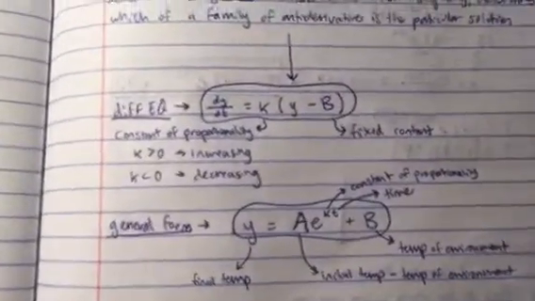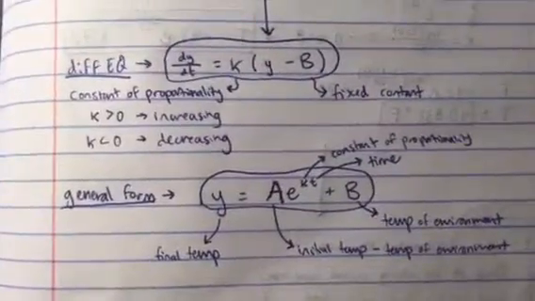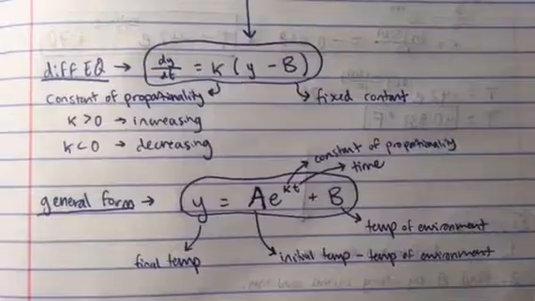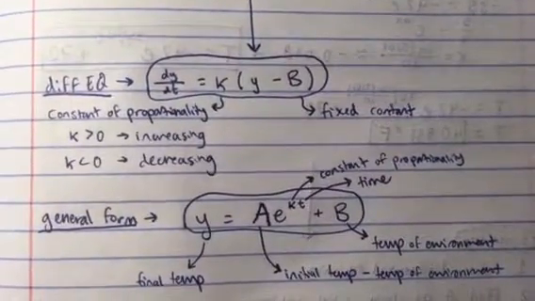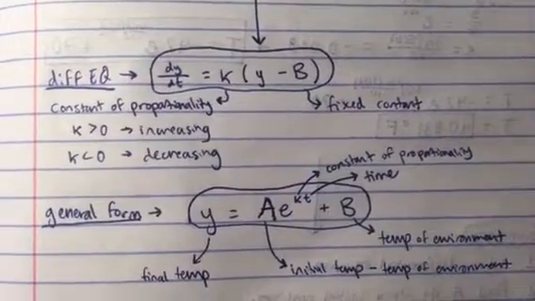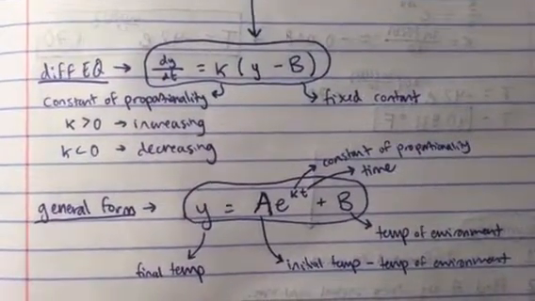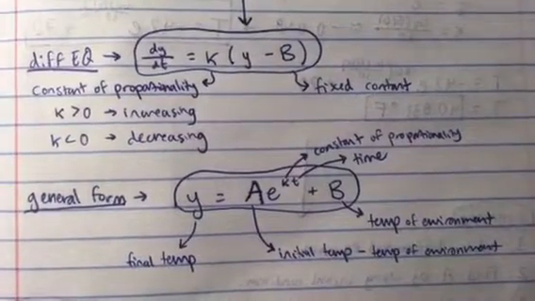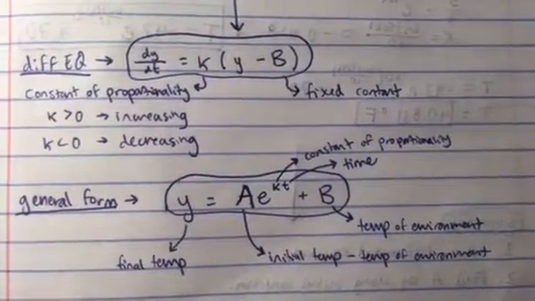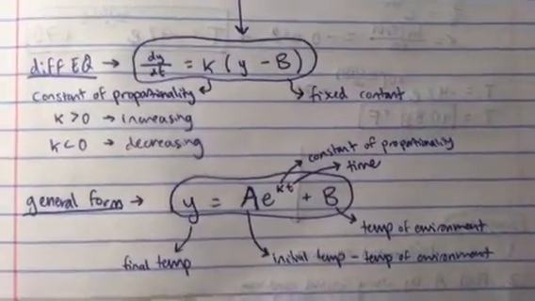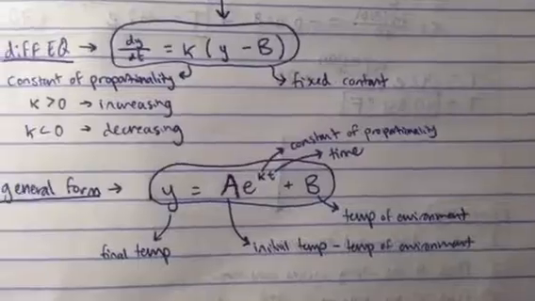Okay, so here is a general formula for the differential equation when we're finding heating and cooling. And it's just dy over dt equals k times (y minus b). Notice that if k is positive, it'll be increasing, and if k is negative, it'll be decreasing. And b is a fixed constant. k is the constant of proportionality.